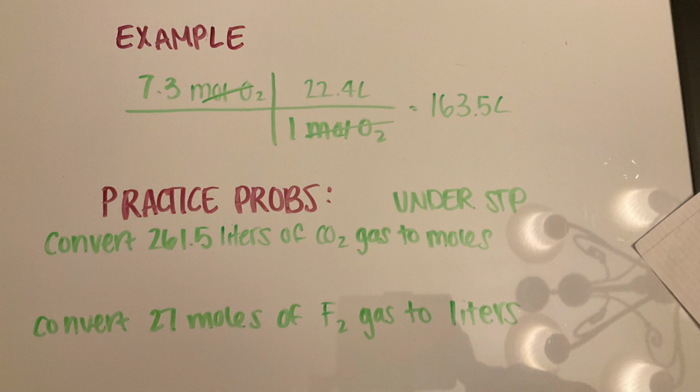For the example problem, you can see that I started with 7.3 moles of oxygen gas. I know that in 1 mole of oxygen gas, there's 22.4 liters, so I multiplied 7.3 moles by 22.4 liters per mole in order to cancel out the moles and end up with 163.5 liters.